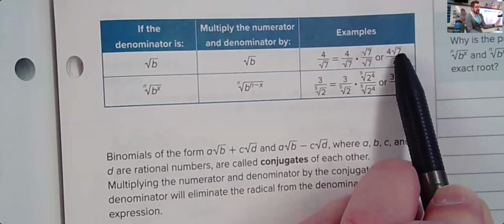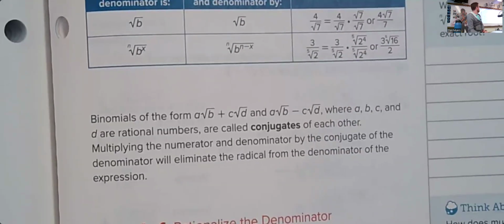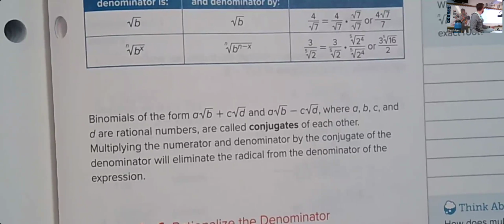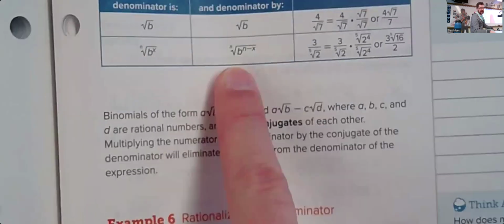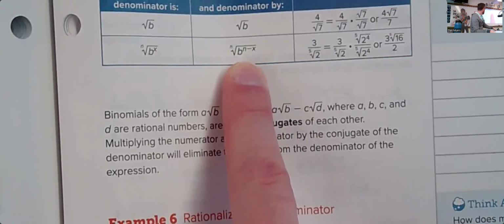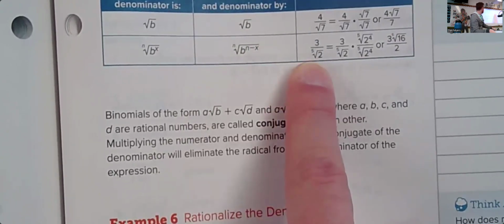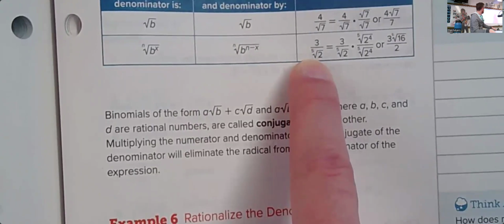Now, if it's anything other than a square root, for example, the nth root of b to the x power, you would multiply the numerator and the denominator by the nth root of b to the n minus x power, which is just a generic, complicated algebra way of saying complete the perfect nth power under the radical. That's what it's saying.